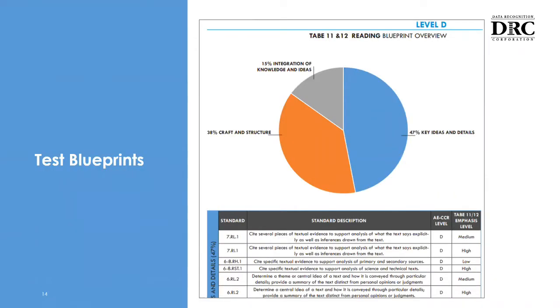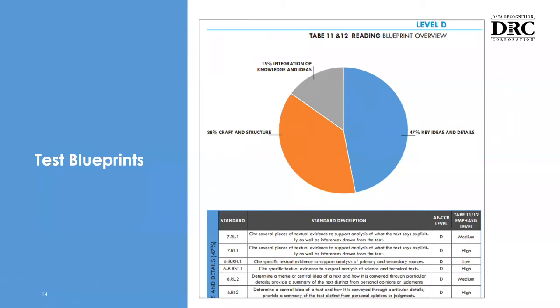One of the great resources that are available, and I'll jump over to our website to show where these are, are the blueprints for each of the TABE test content areas. The blueprints allow teachers, curriculum managers, or instructional design people to work on understanding what's covered within the TABE test specifically. So here we see a level D reading blueprint.